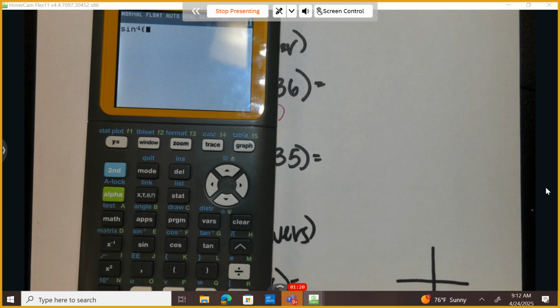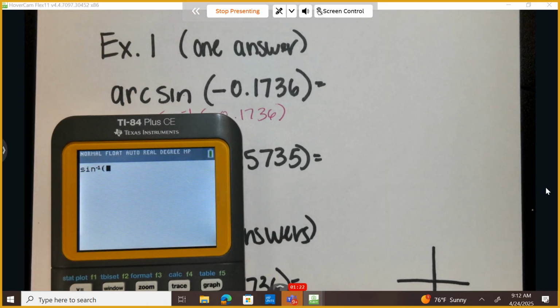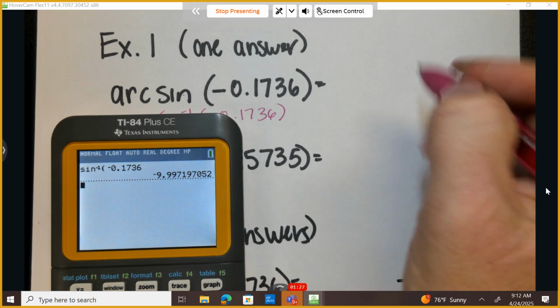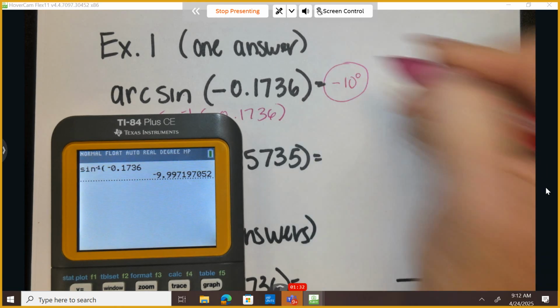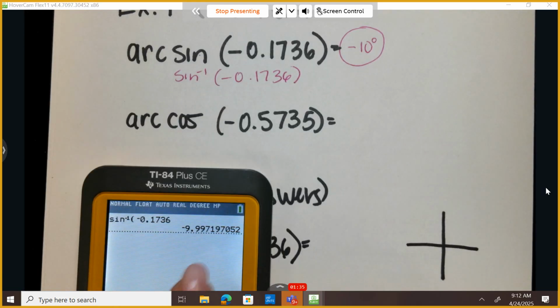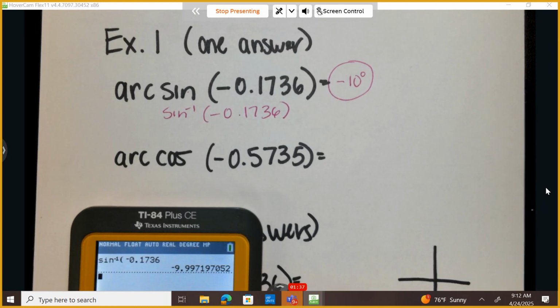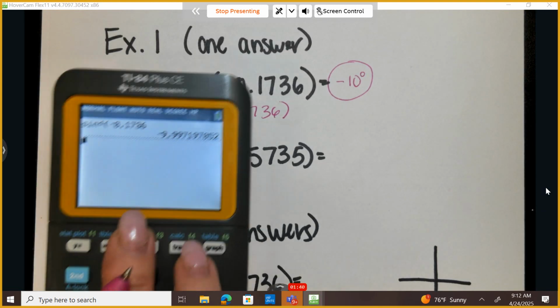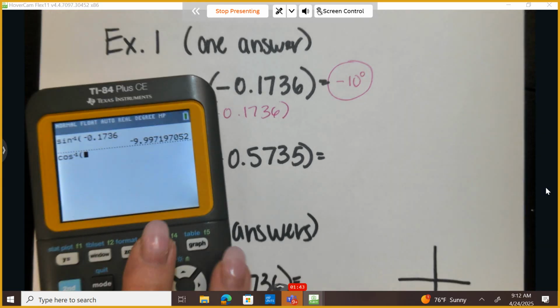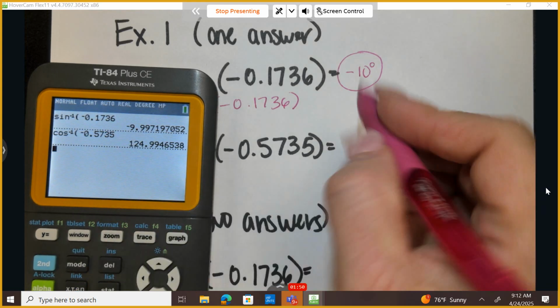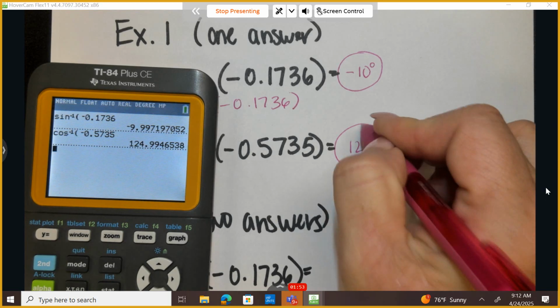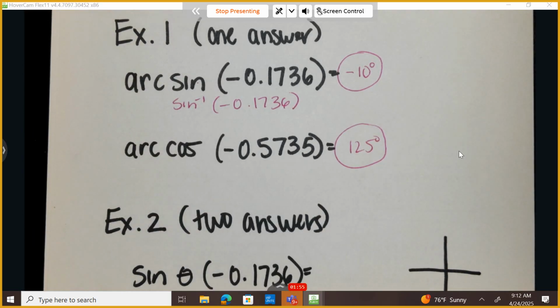So hit second sine, and we're going to type in exactly what we see, -0.1736. And so we can see that this rounds to approximately -10 degrees. Let's do the next one. Again, arc cosine is equivalent to the inverse cosine. So I'm going to do second cosine and then -0.5735, and this is approximately 125 degrees. I'm going to press pause.